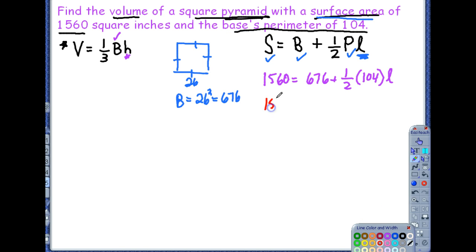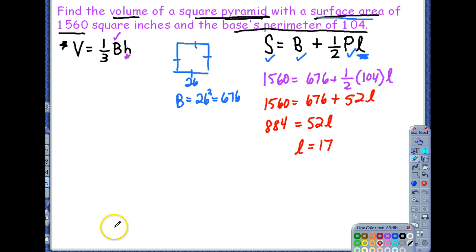So I'm going to simplify over here. This is 52 times the slant height. Now, if I subtract my 676, because they're not like terms, I end up with 884. And divide by 52, we end up with 17. So that's the slant height. Again, that's not the same as the height. I'm going to make a note: not height.